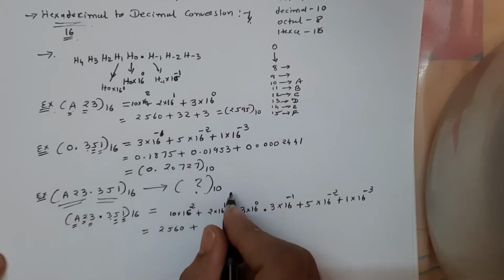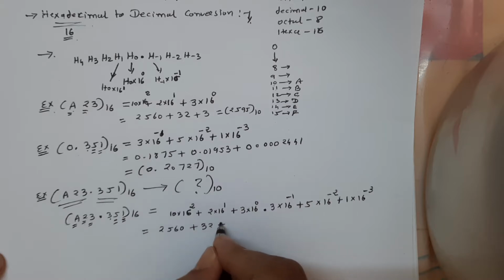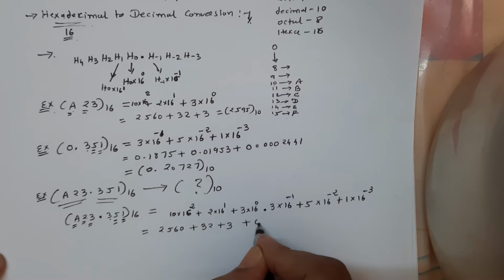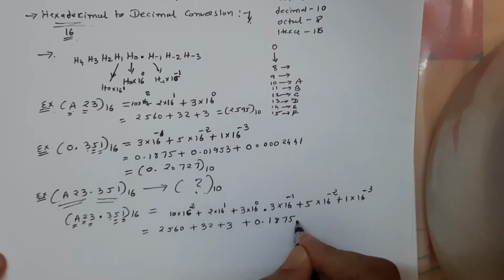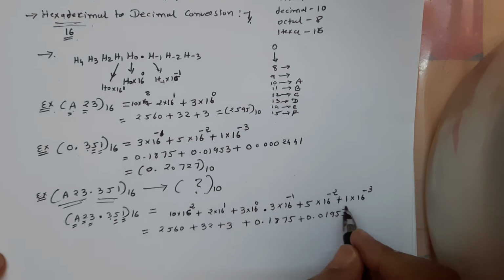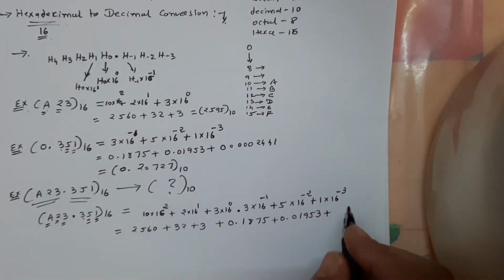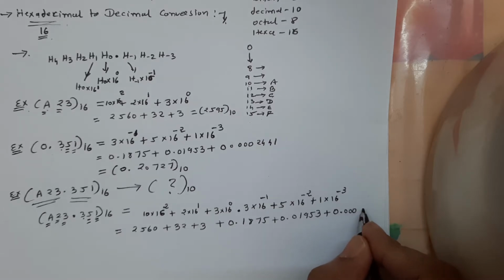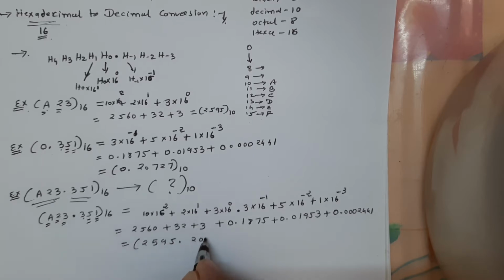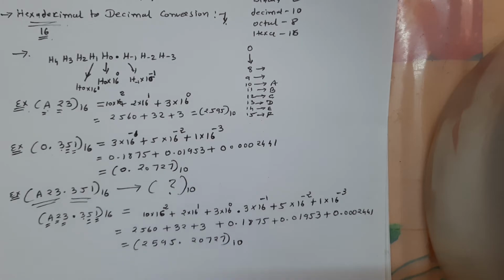2560 plus 2 into 16 raised to 1, that means 32, plus 3 into 16 raised to 0 means 3, plus 0.3 into 16 raised to minus 1, it is equal to 0.1875 plus 0.01953 plus 0.00002441, and this is equal to 2595.20727, and this is your decimal number.